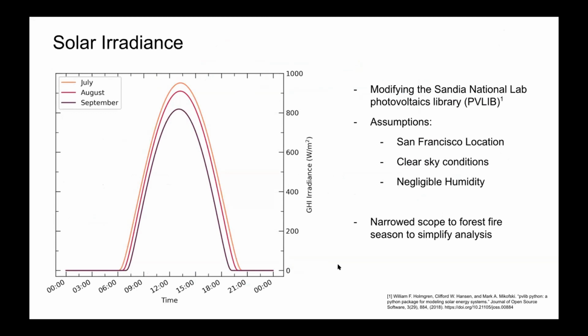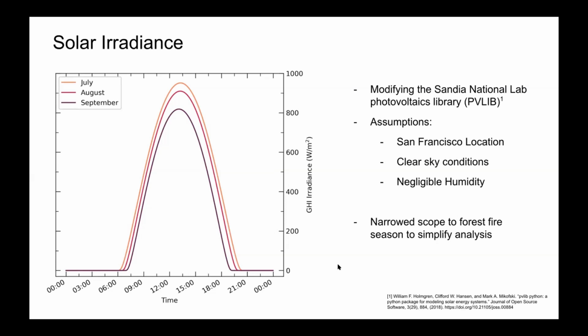So after just taking that specific module and doing some modifications, we can get the solar irradiance at any location on Earth over any time span. And so what we're seeing here is the solar irradiance as a function of time on a clear sky day over July, August, and September.